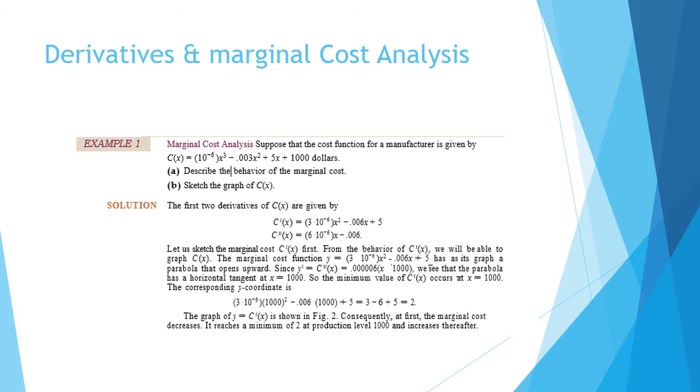And this particular question, which is actually a solution to example 1 in our lecture notes, goes: suppose the cost function of a manufacturer is given by that. Describe the behavior of the marginal cost, and then sketch the graph, right? At the back of our mind, we should know that all cost functions are U-shaped. Why? Because of the concept of returns to scale. You remember increasing returns to scale, decreasing returns to scale, and constant returns to scale?